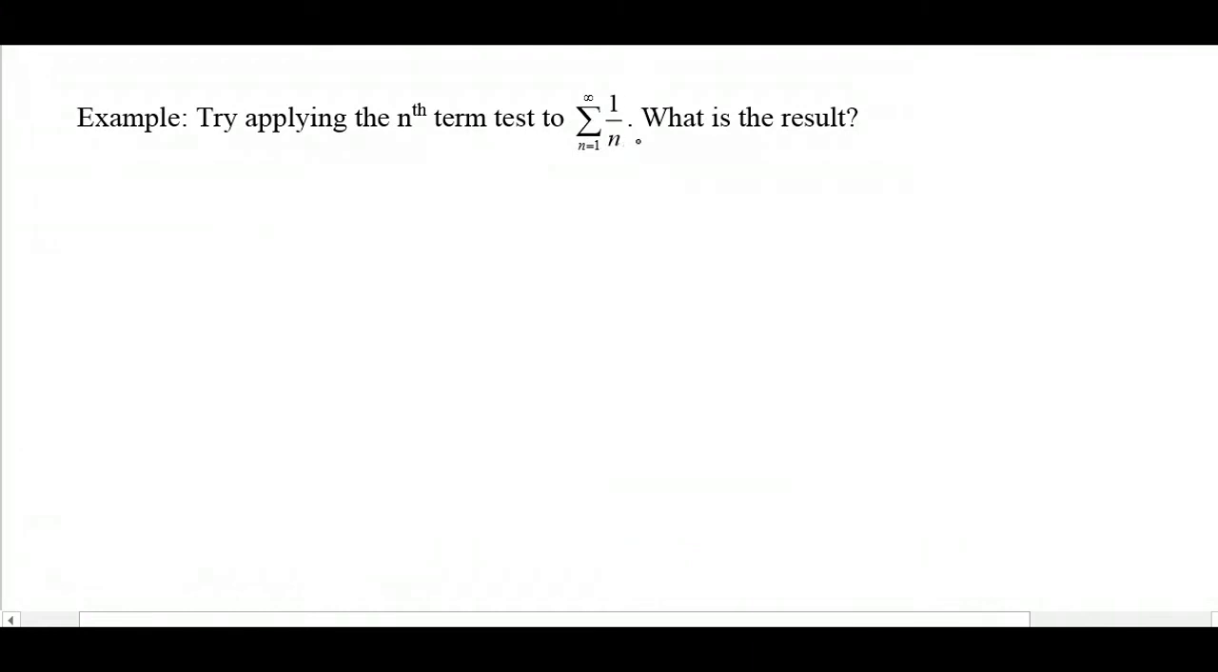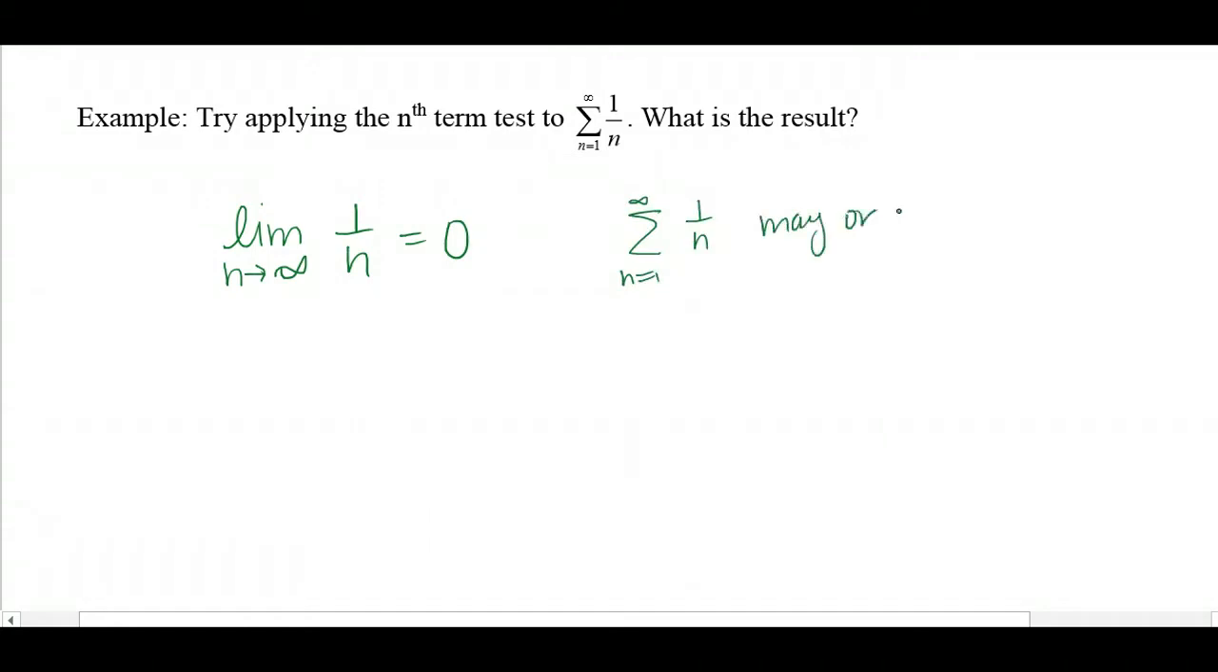In this example, we're told to try to apply the nth term test to the sum of n equals 1 to infinity of 1 over n. What is the result? We would start by taking the limit as n approaches infinity of 1 over n. Well, we've seen this enough times to know that this limit does equal 0. All we know at this point is that the series 1 over n from n equals 1 to infinity may or may not converge.